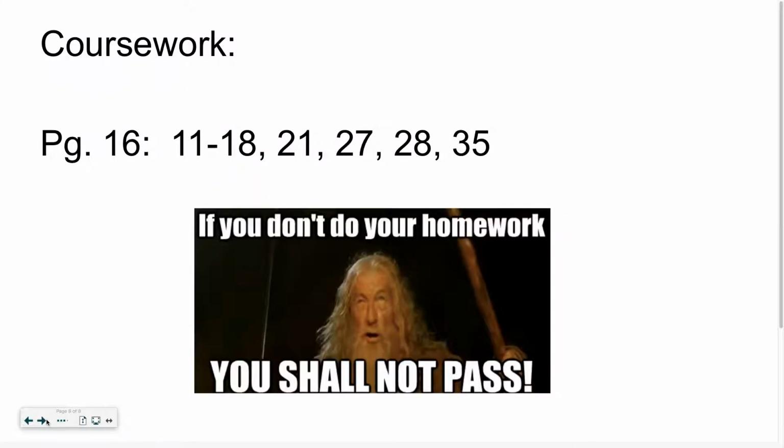Okay, great job. Here's your homework assignment. You probably can't see it, but this is old Gandalf from, what's he from? Lord of the Rings? Lord of the Rings. Okay. Numbers 11 through 18, 21, 27, 28, and 35. You can work on that now.